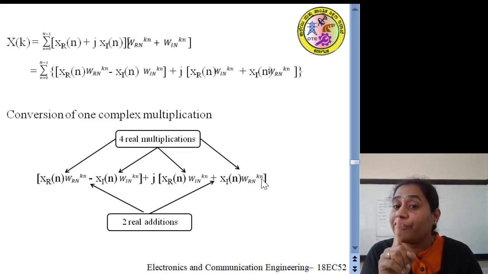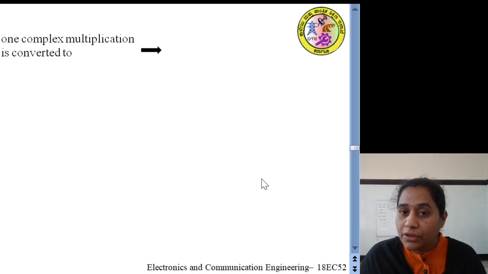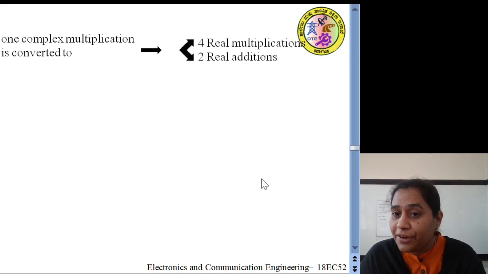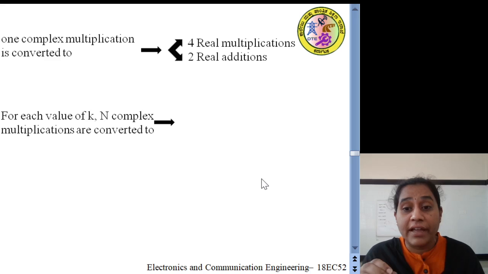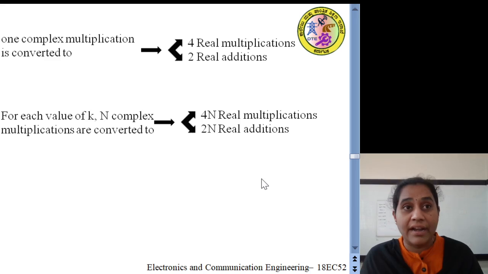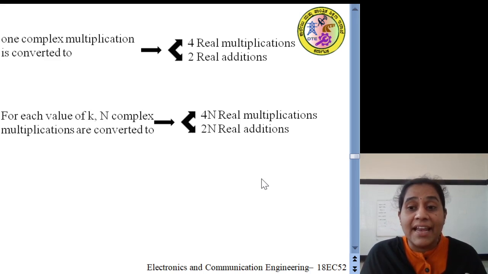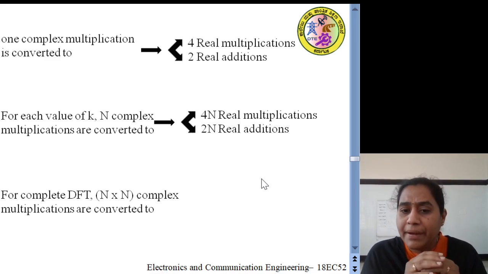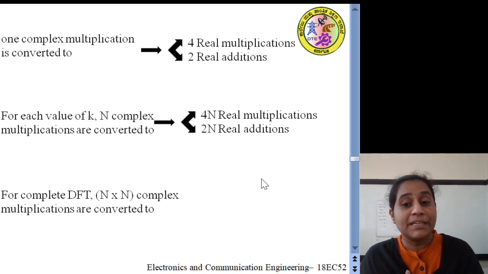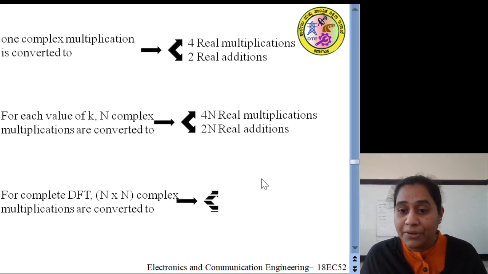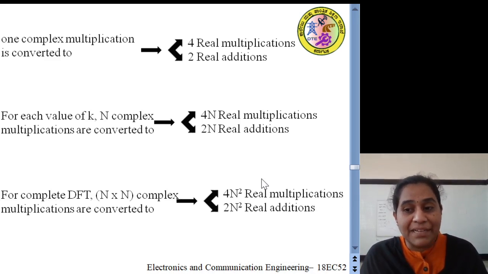This is for one value of k. So one complex multiplication is converted to four real multiplications and two real additions. But for each value of k, there are n complex multiplications. So the n complex multiplications are converted into 4n real multiplications and 2n real additions. So for complete DFT, there are n into n complex multiplications. So those n into n complex multiplications are converted to 4n square real multiplications and 2n square real additions.